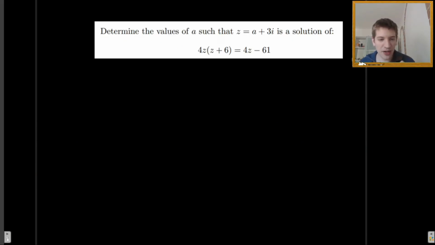Now let us go for one final example. This is a little bit different, and I want to include this because I want to show you that teachers can get creative, but the underlying principle is the same. So if you identify that this problem is of this form, you can still just apply the procedure that I will show you here. So this problem states, determine the values of a such that z equals a plus 3i is a solution of this equation right here. So 4z times z plus 6 equal to 4z minus 61.